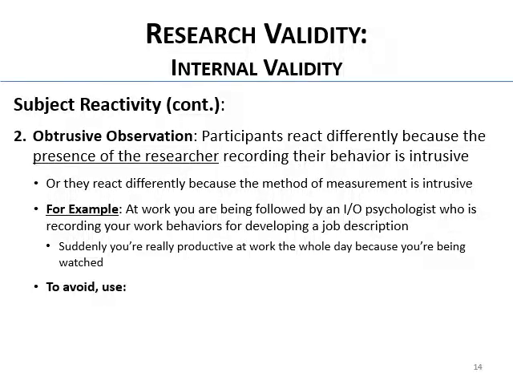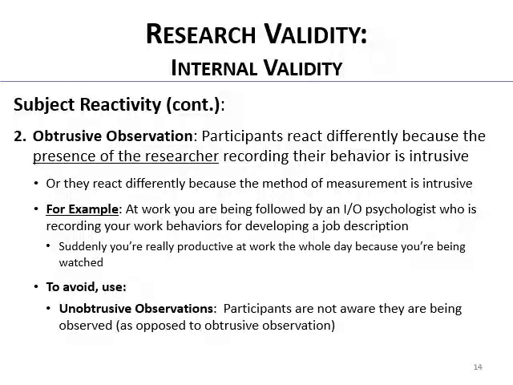So how do you avoid obtrusive observation? This is going to shock you. You can do unobtrusive observation, and that's where participants are not aware that they're being observed. So the problem with that is it's hard to get informed consent, and there's problems with privacy.